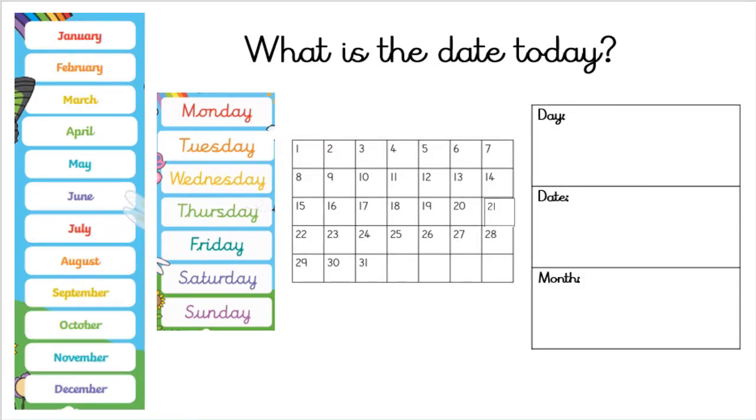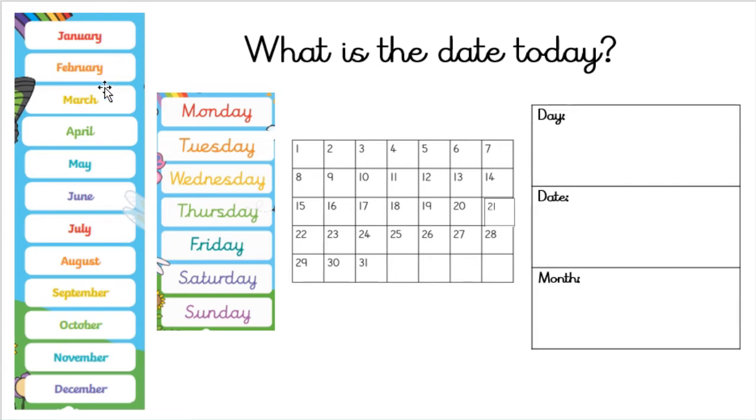So year one, what day is it today? We've looked at the months, we've gone back over the days of the week, and now we've got a date as well. Over here we've got a box. We want to know what day it is, what the date is, so what number, and what month it is. So let's start with the month. We already talked about this. Let's go through them again. Let's see if we can remember what month it is.